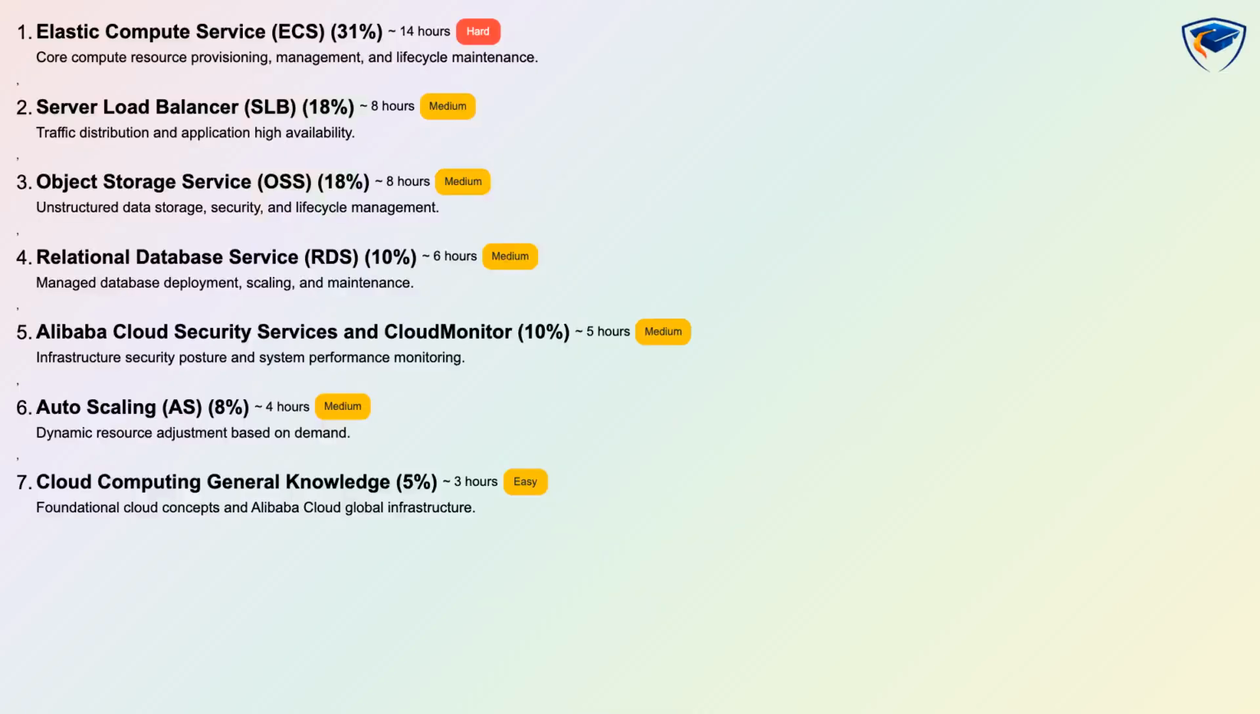The Alibaba ACA Cloud Computing Certification Exam is divided into 7 domains, with the largest portion, 31%, dedicated to Elastic Compute Service, or ECS, then 18% to Server Load Balancer, or SLB, and Object Storage Service, or OSS, respectively, followed by 10% for Relational Database Service, or RDS, and Alibaba Cloud Security Services and Cloud Monitor, then 8% for Auto-Scaling, or AS, and finally, 5% for Cloud Computing General Knowledge.